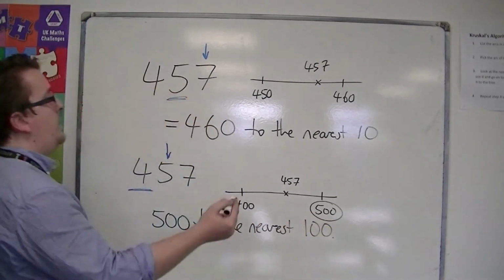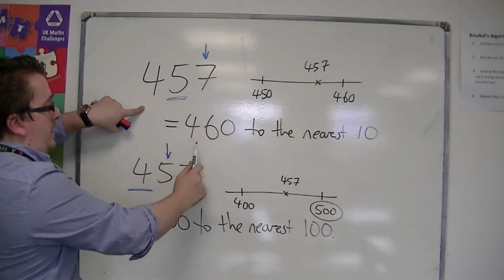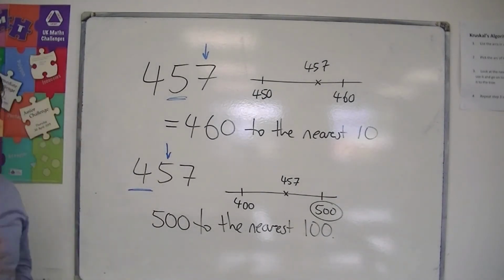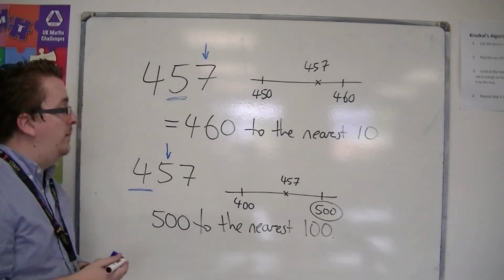So make sure you're happy with the fact that 457 to the nearest 10 would be 460, but to the nearest 100 it would be 500. Okay? So the answer changes depending on how accurate we are looking at these numbers.